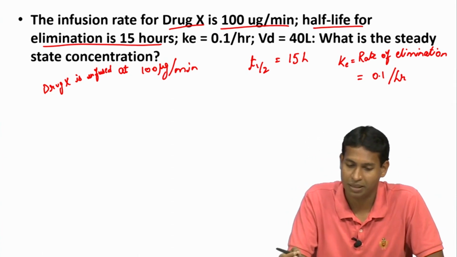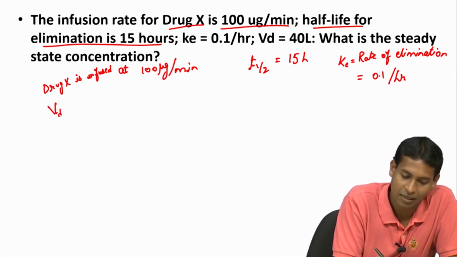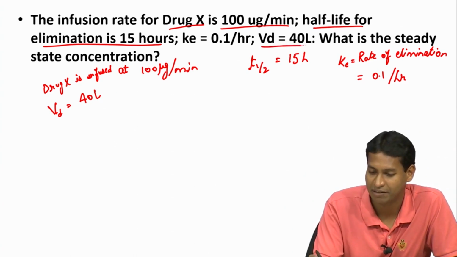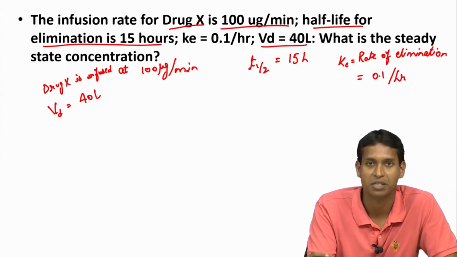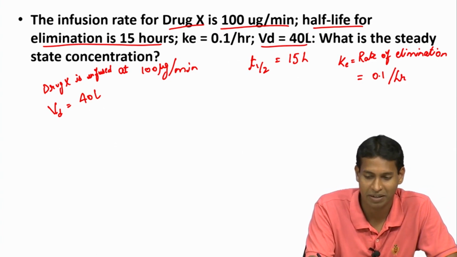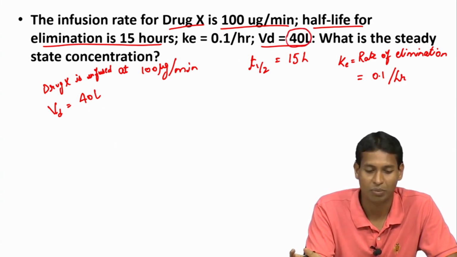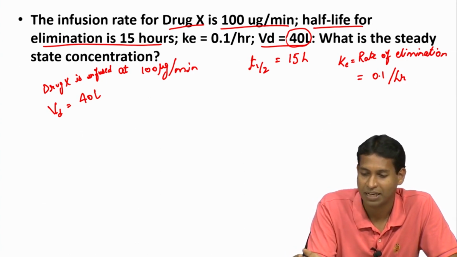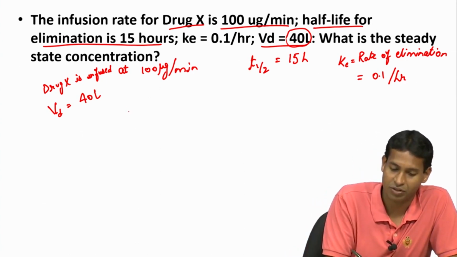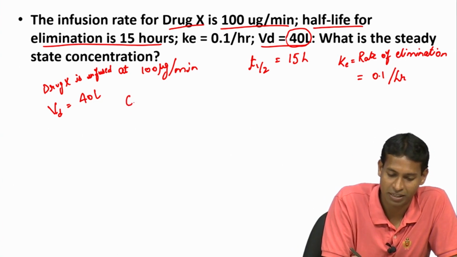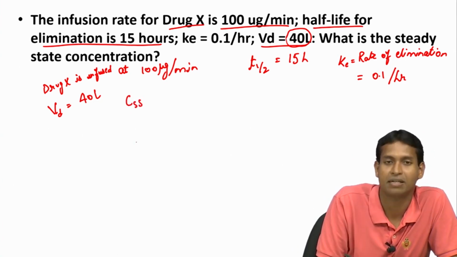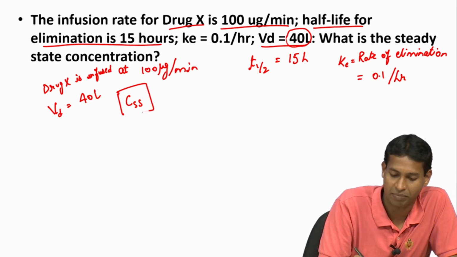Okay. And then the Vd is also given to be 40 liters. Again, this Vd is fairly high, which means that the drug must be hydrophilic, and given our previous problem, it also appears that it is distributing in the total body volume. Now they are asking what the steady state concentration is. Let us say I write the steady state concentration as concentration at steady state. This is what we want to find.